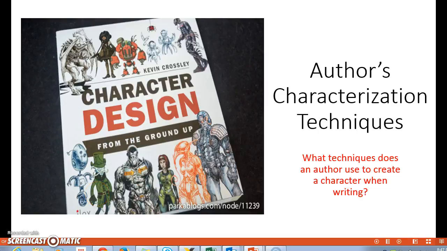Hi everyone. Today's option is on characterization again, but today we're specifically going to focus on the techniques an author uses to create their characters.